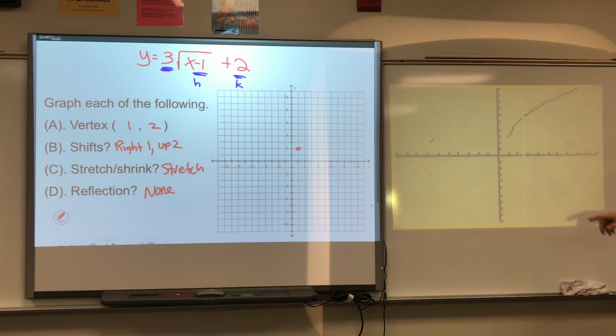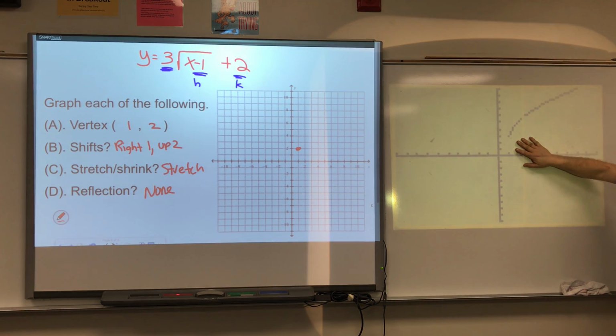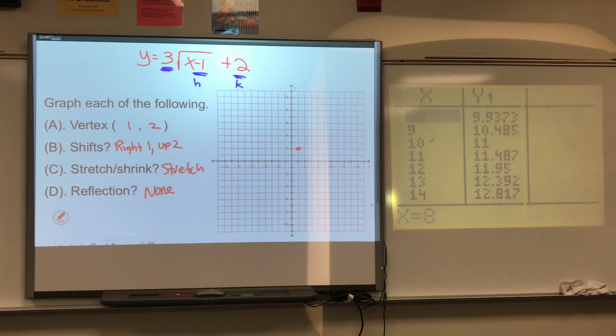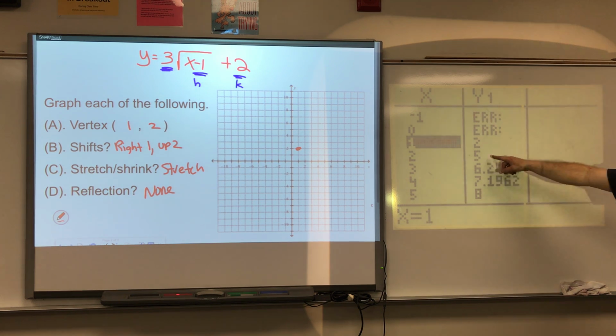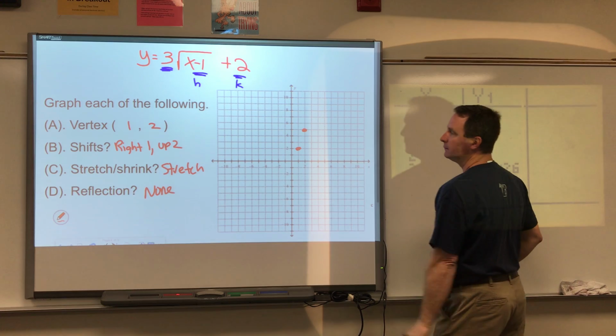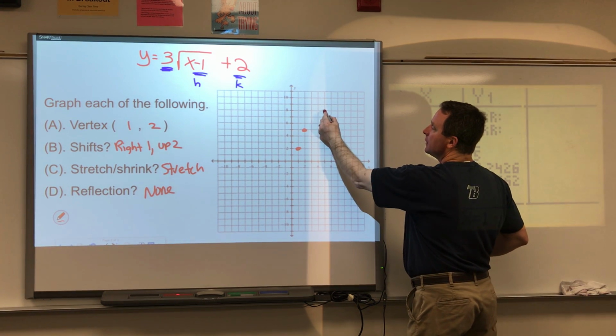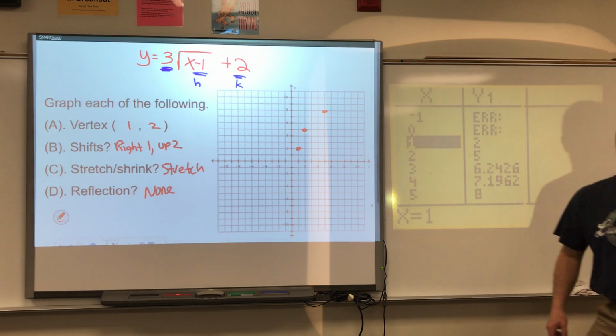And if I press graph, does it look like it got shifted right 1, up 2? Right 1, up 2. The calculator is a very easy tool to check your answers. Okay, we need some other points here, so I'm going to go to my table, second graph. Again, I'm going to go find my vertex right there. And there's a couple points. There's 2, 5. Over 2, up 5 is right there. Over 5, up 8. It's going to be up there.